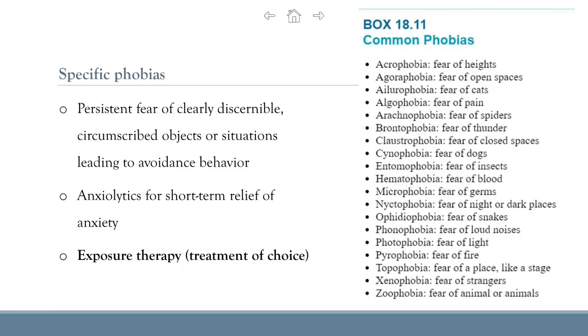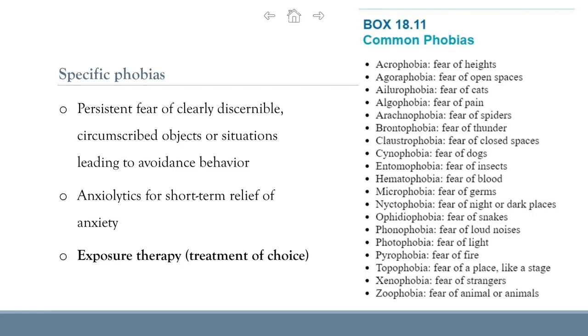The best thing for this person is an anxiolytic for short-term relief of anxiety, so probably a benzodiazepine, especially if they know they're going to be exposed to their phobia ahead of time. Exposure therapy is the treatment of choice for phobias. So if this is someone who is coming to their therapist and saying, I have a phobia of this and it's impacting my daily life, the best treatment for them is going to be exposure therapy.